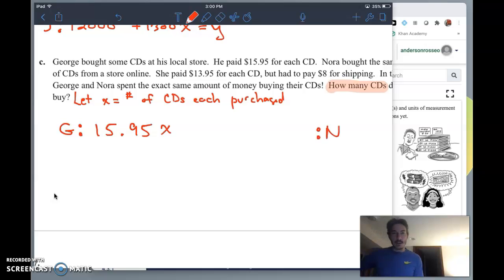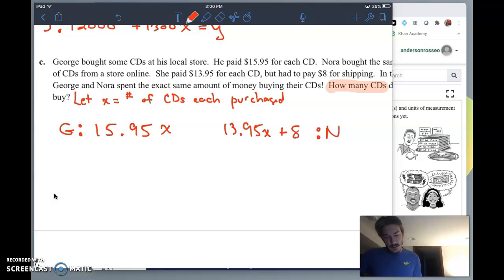Now I'm doing this backwards on purpose. Nora paid $13.95 for each CD. So $13.95 times X, right? Because X is the number of CDs she purchased, but she also had to pay $8 for shipping.